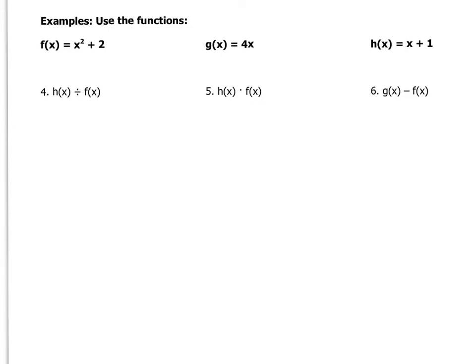Then we have h of x divided by f of x. H of x is x plus 1. Divided by, make it a division bar, f of x is x squared plus 2. Can I simplify that in any way? Lenny? The 1 and 2. Oh, no, I can't. No?